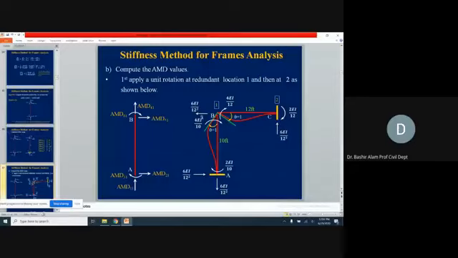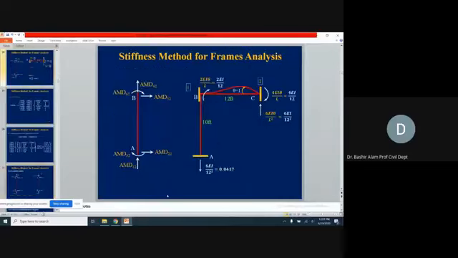AMD 5,1 is minus 6EI over 12 square, and AMD 6,1 is 4EI over 10. This way we complete the first column of the AMD matrix. This picture comes from when we apply D1 equal to 1 and D2 equal to 0 for generating the first column of the stiffness matrix. It is the same diagram, and from there we pick only the AB member.